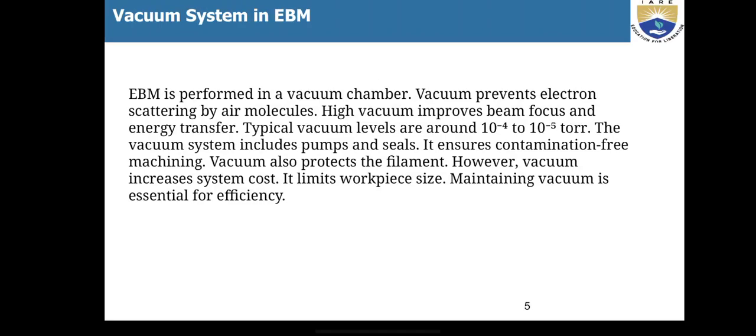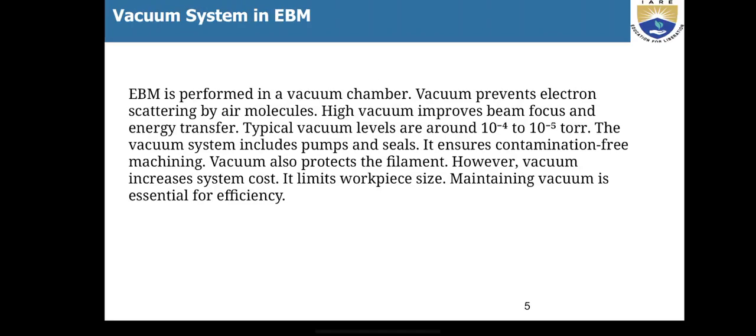Vacuum system in electron beam machining. EBM is performed in a vacuum chamber. Vacuum prevents electron scattering by air molecules. High vacuum improves beam focus and energy transfer. Typically, vacuum levels are around 10 to the power minus 4 to 10 to the power minus 5 torr.